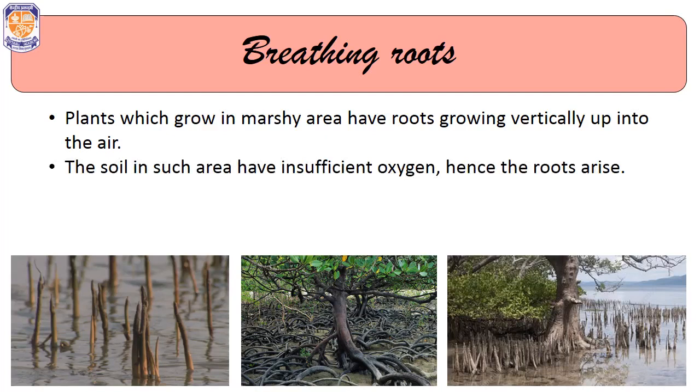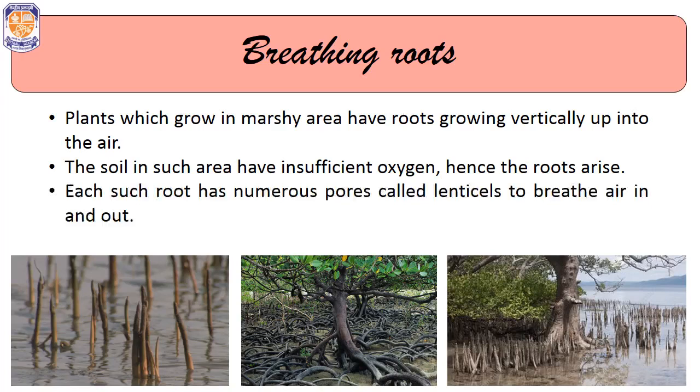The soil in such areas has insufficient oxygen because it is waterlogged all the time. Because of that, the pores get filled with water, so they get very less or no oxygen. As a result, the roots come out of the ground for breathing. Each root has numerous pores which are called lenticels that breathe air in and out. Plants such as mangroves have breathing roots in them.